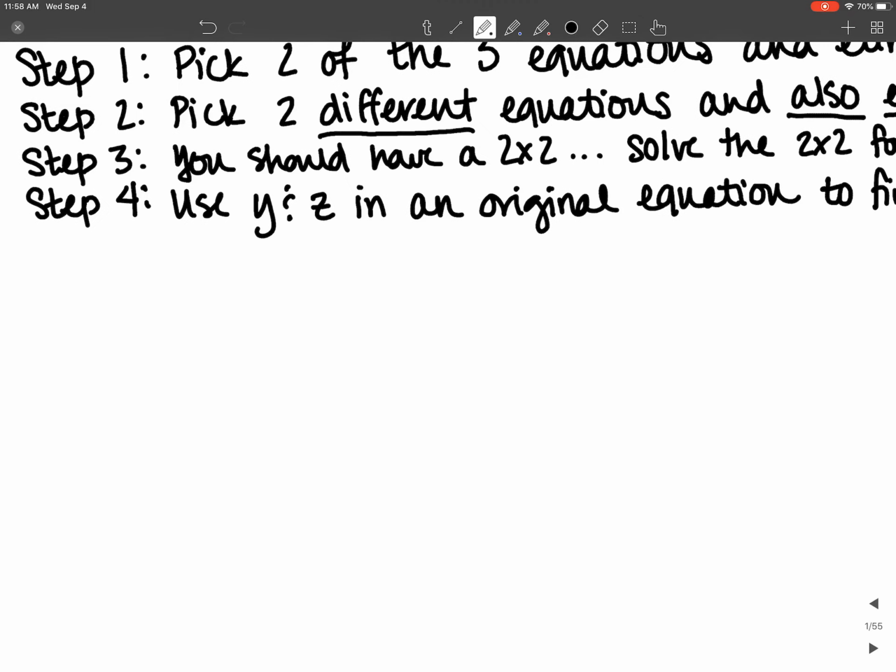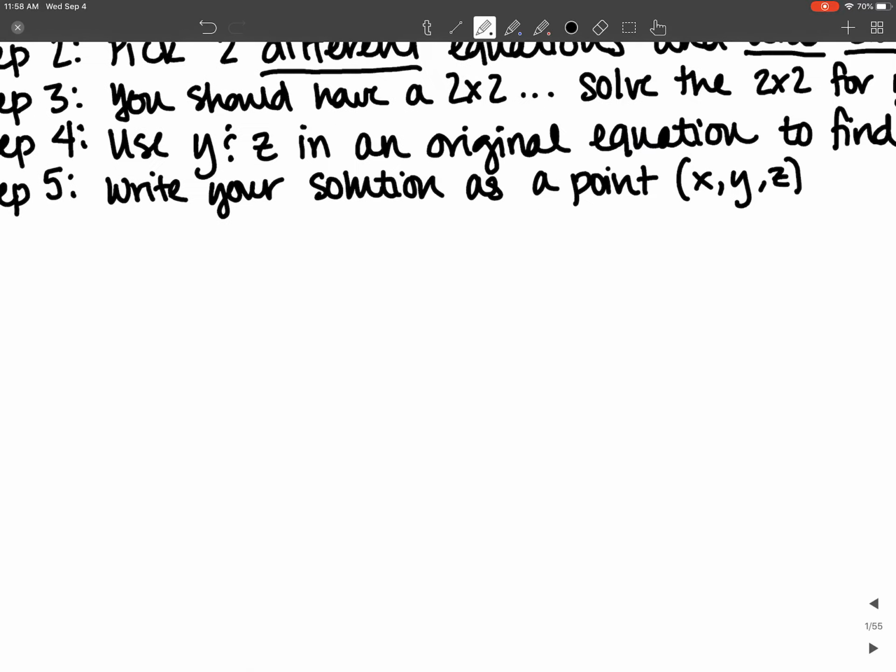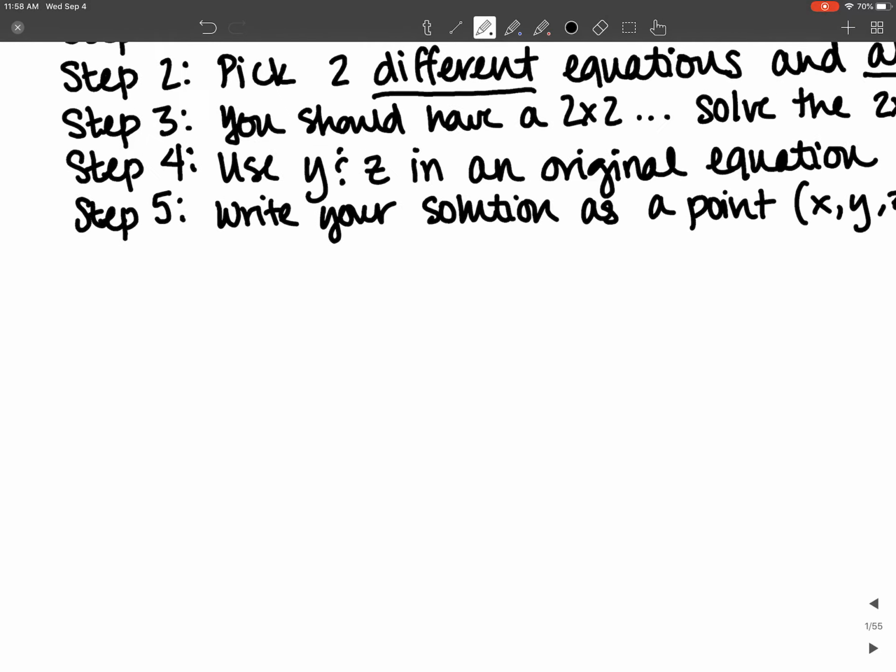Write your answer, or the solution, as a point. And points always go in alphabetical order. So we're going to do x, comma, y, comma, z. And then last but not least, and just because we have 3 equations, we're going to triple check the solution. So we're going to plug it into all 3 equations to make sure it works.